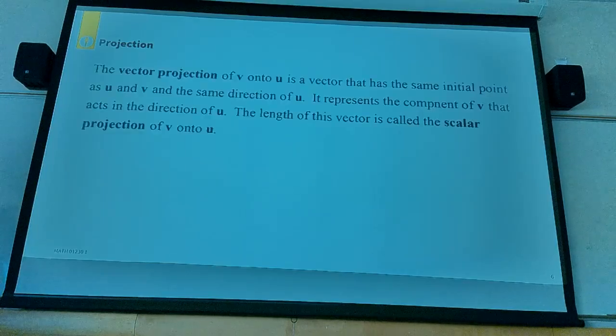The vector projection of v onto u is the vector that has the same initial point as u and v and the same direction as u. It represents the component of v that acts in the direction of u. Useful when we're dealing with forces.